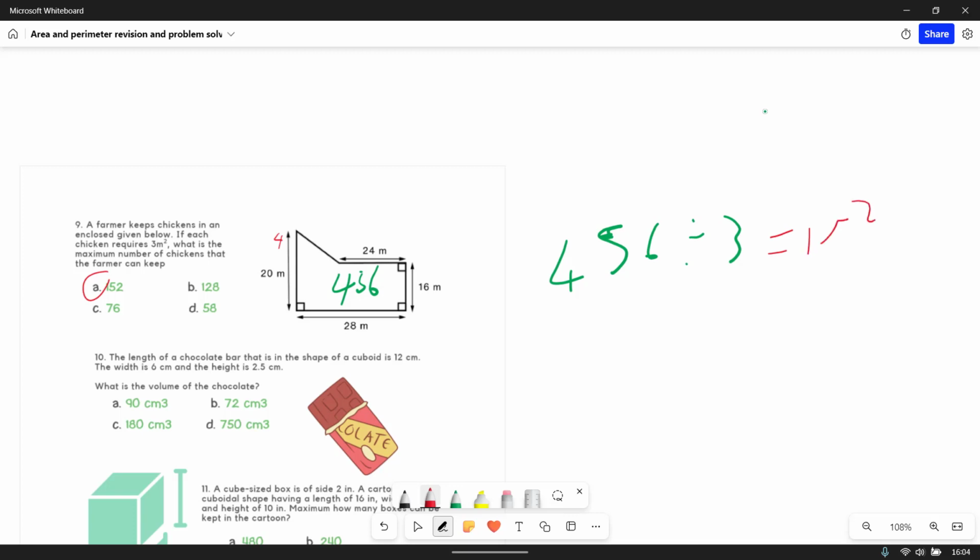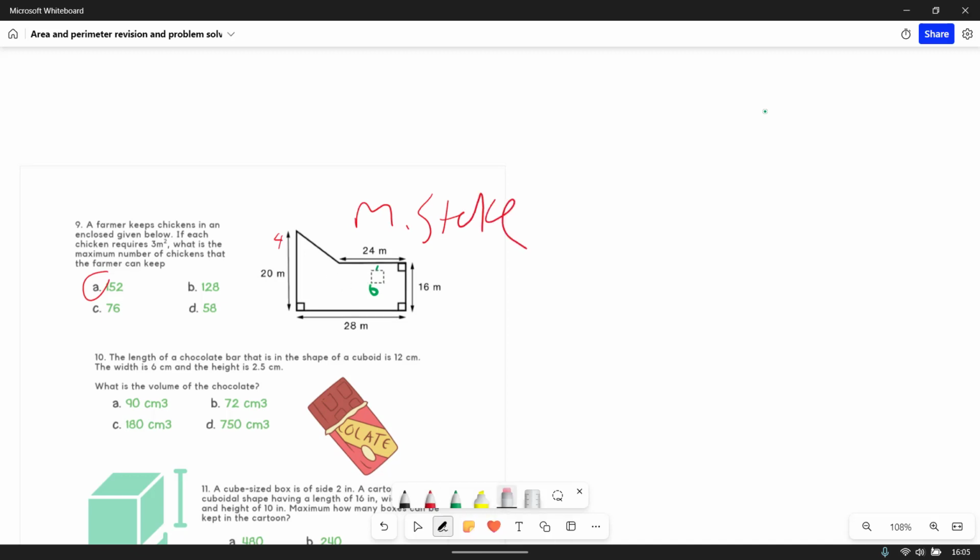So number 9 should be A. Again, the answer's wrong here. That's a mistake. It's not B, it's 152.